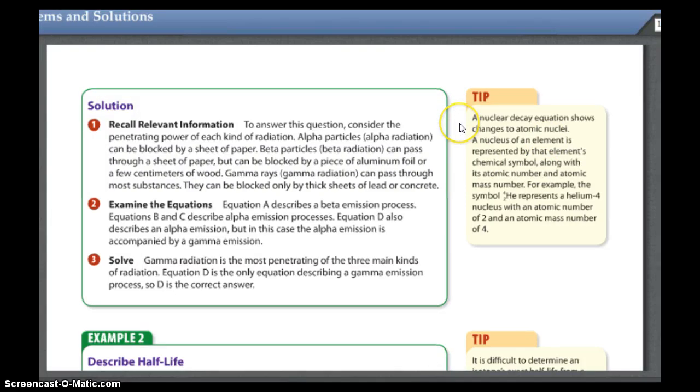All right, tip. A nuclear decay equation shows changes to atomic nuclei. A nucleus of an element is represented by that element's chemical symbol, along with its atomic number and its atomic mass number. For example, the symbol 4-2 He represents helium-4, a nucleus with an atomic number of 2 and a mass number of 4. All right, and we'll pick up the next example in the next video.